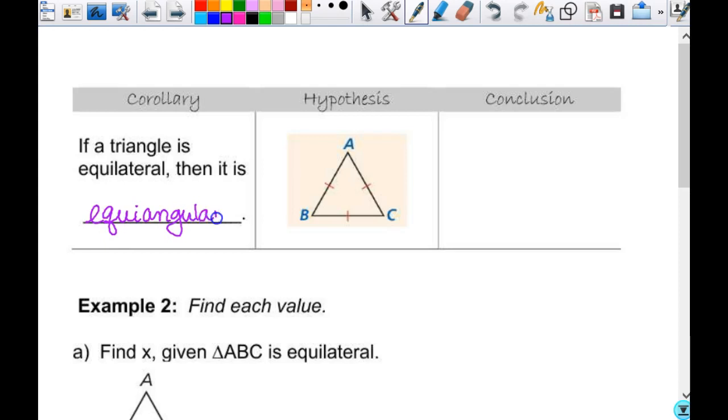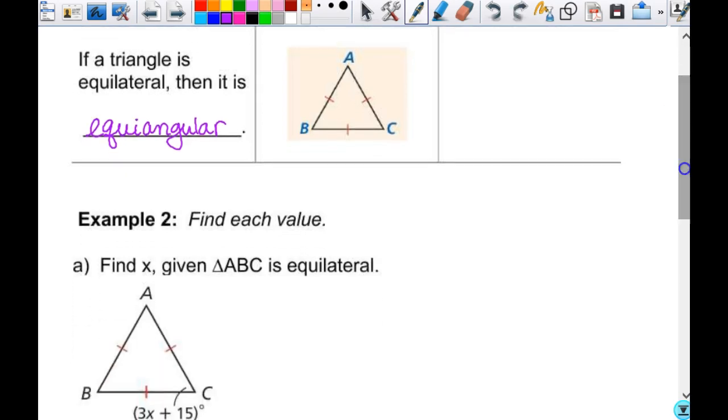And remember, it is not equal angular. There's no L right there. Equiangular. It's much easier to say that way if you don't try and stick that L in there. This is true because of the isosceles triangle theorem. The isosceles triangle theorem says if two sides are congruent, so we'll start with these two, then the angles opposite them are congruent, right? So that makes these two congruent. Make sense?